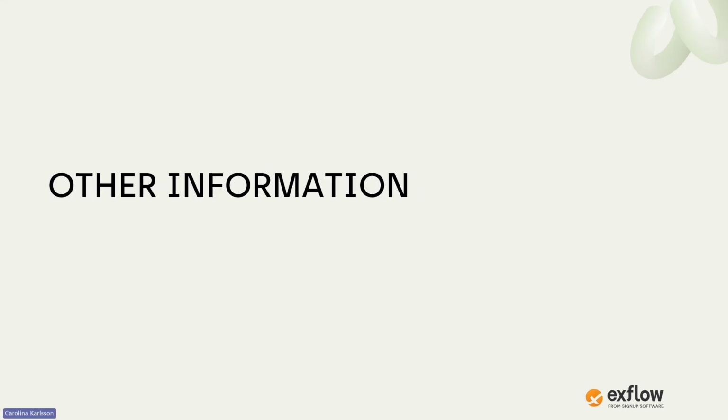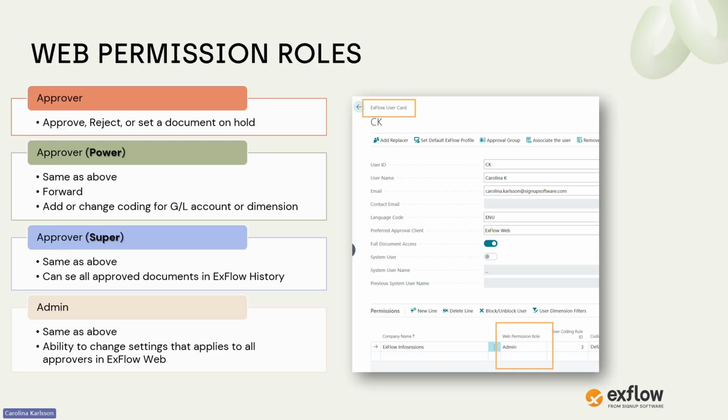So let's look at some other information. It's 2 slides on this. One of them is web permission roles. As I just showed you on the user card, you add a permission per company. And there are 4 permission roles. You can add approver. Then they can approve, reject, or set a document on hold. And then you can add power, which is the same as above, but you can also forward.